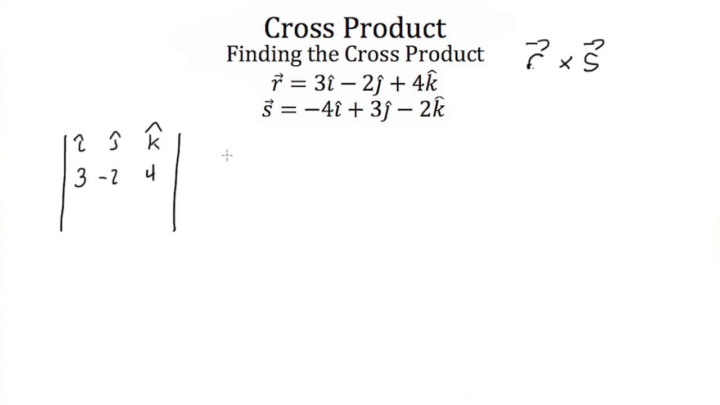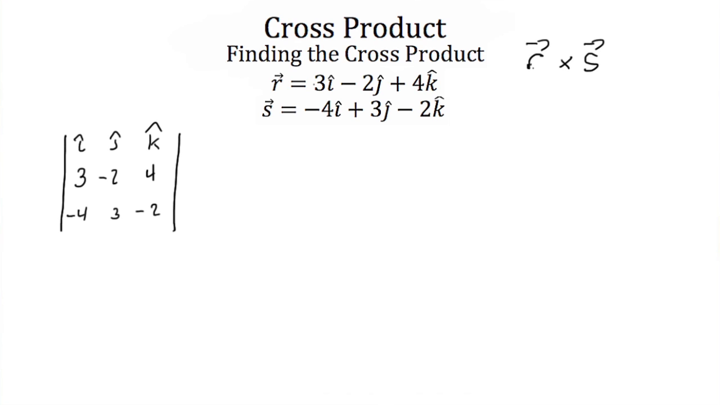Now we're crossing r with s, so underneath the 3 goes the amount vector s moves in the x direction, which would be a -4. The amount it moves in the y direction, which is 3, and the amount it moves in the z direction, which is a -2. Now that I've created this matrix, to find the cross product of these two vectors, I just find the determinant of this matrix.